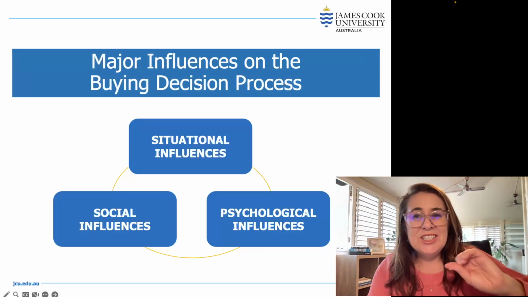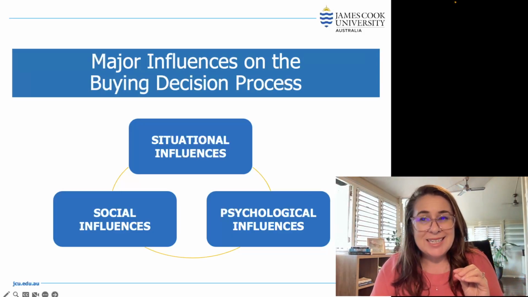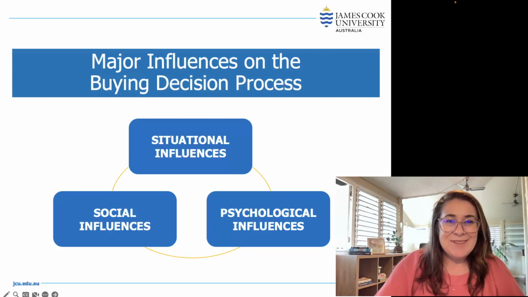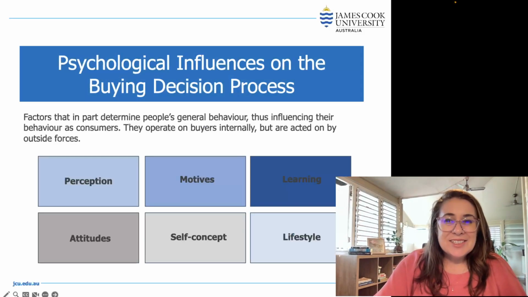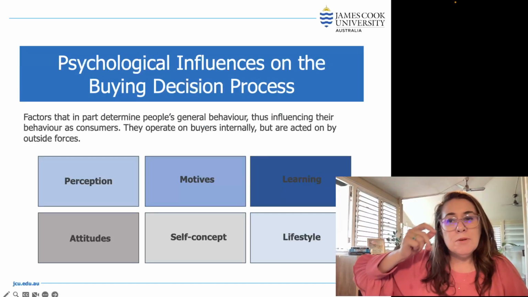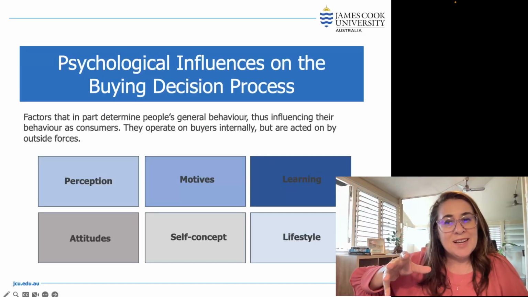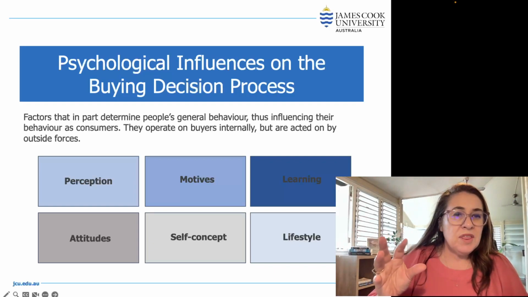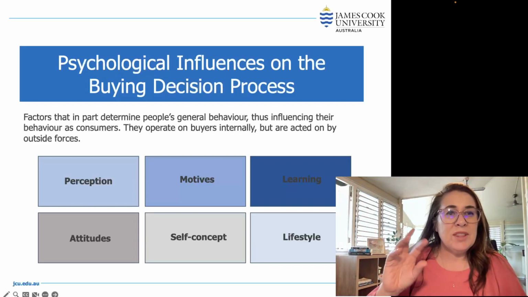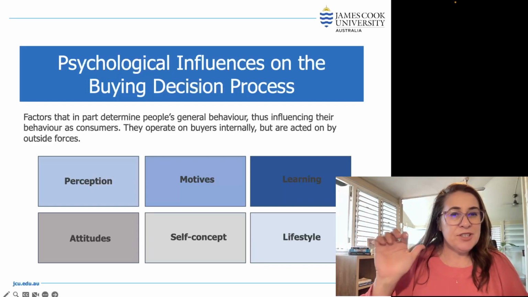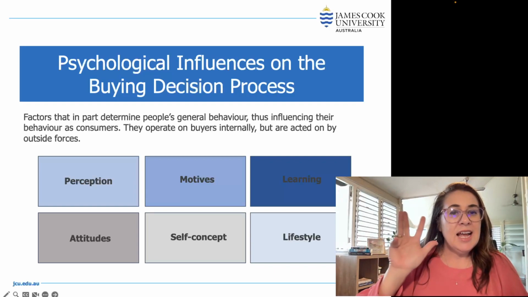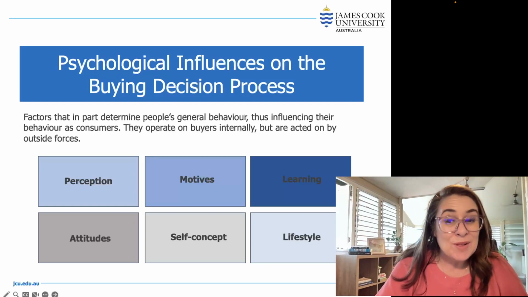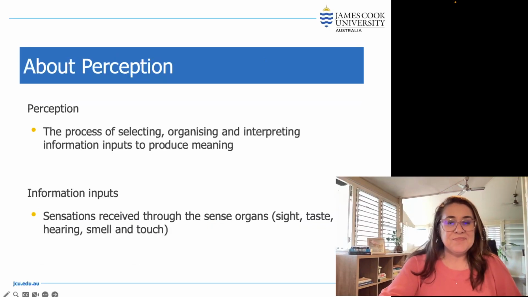So we've just considered the situational influences that can impact the buying decision-making process. Let's now consider some of the psychological influences that can impact that. The psychological influences are those influences that operate in part to determine people's general behaviour and thus influence their behaviour as consumers. The considerations that we're looking at here are perception, motives, learning, attitudes, self-concept, and lifestyle. So let's look into all of those six in a little bit more detail.